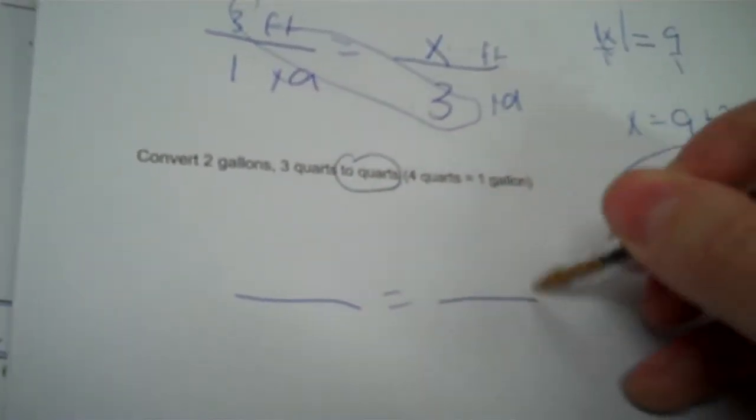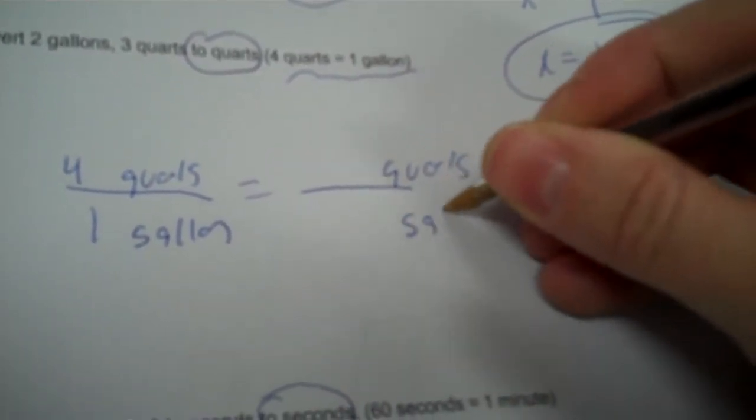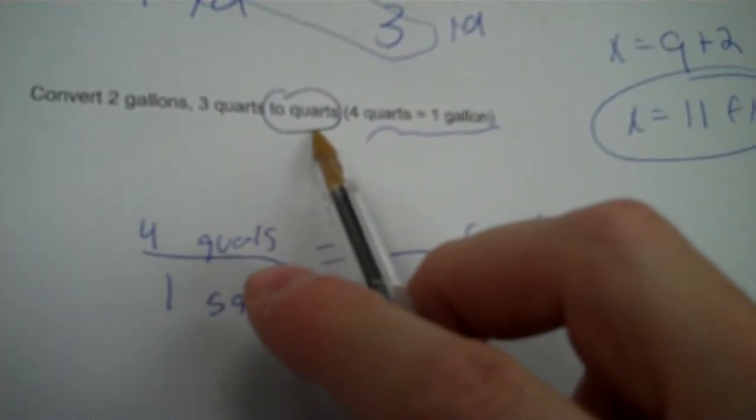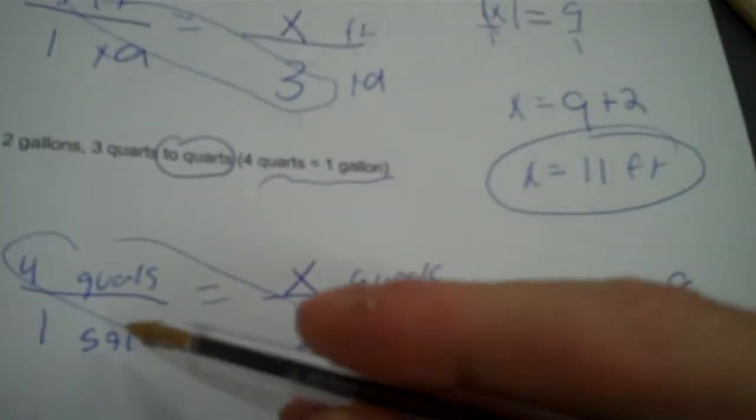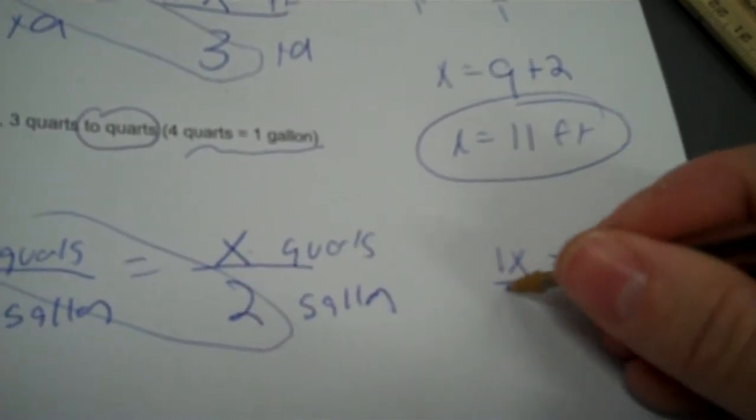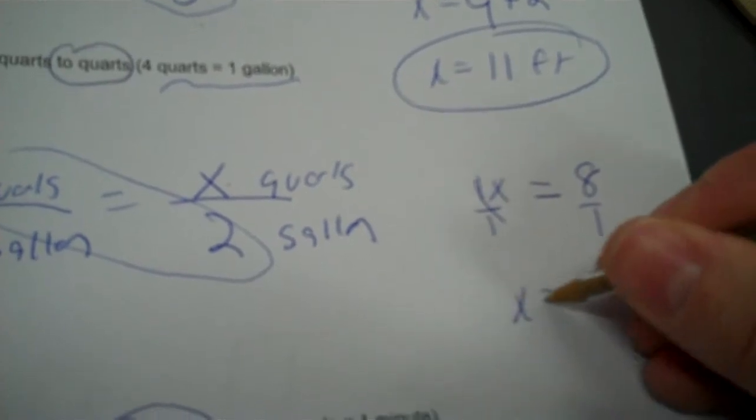I'm going to go over 2 more like that. Convert 2 gallons, 3 quarts to quarts. 4 quarts equals 1 gallon. So put 4 quarts, 1 gallon from over here in the parentheses. Then I line the units up the same order. I've circled 2 quarts so you didn't get confused. So quarts is the X. Now how many gallons do we have over here? You have 2. Okay, so I take 4 times 2, that would be 8, and 1 times X is 1X. So divide by 1, and X equals 8.